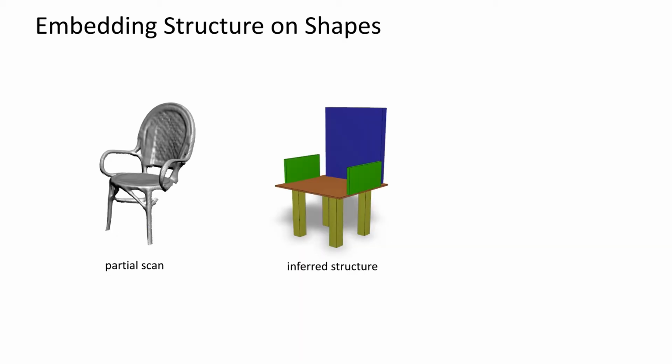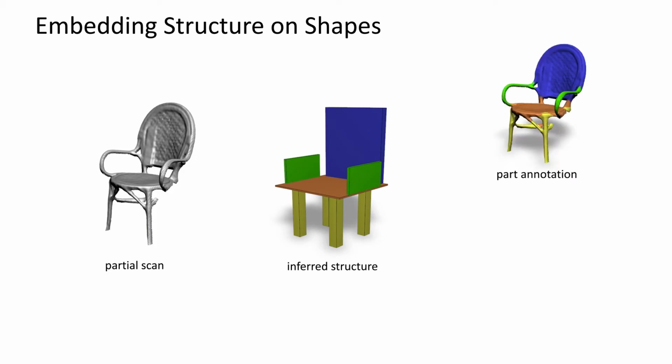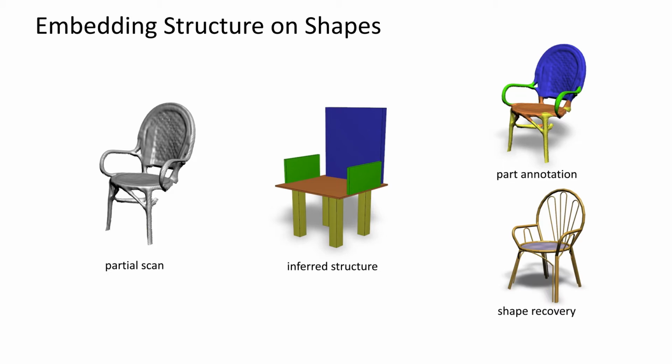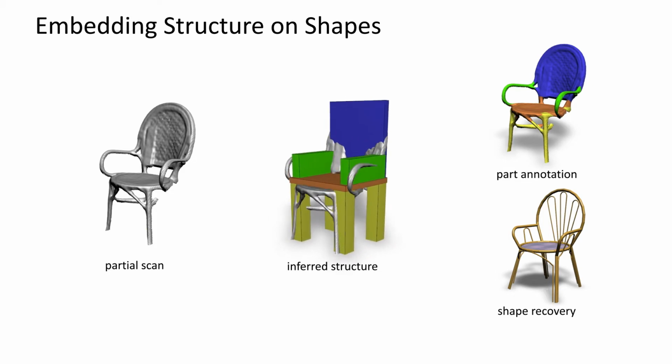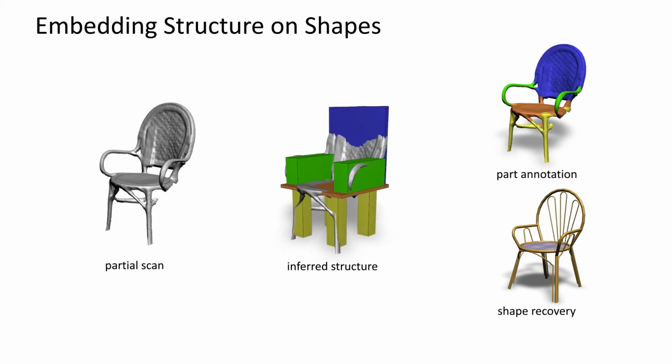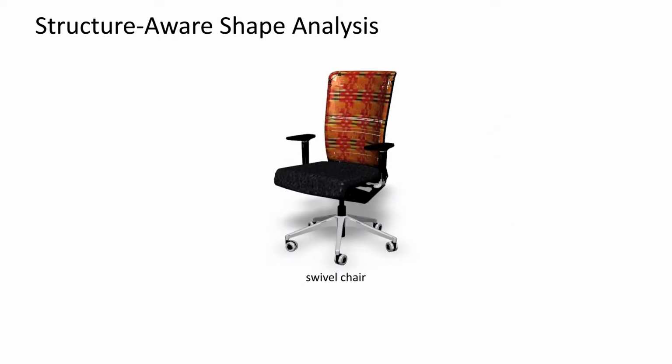We address the problem of embedding structure onto complete and partial shapes. Using structure, we can annotate shapes with their semantic parts. We also recover and fit similar objects from a shape collection to match a partial scan. At the core of our method is a set of simple structure-aware templates. We can fit these templates to individual shapes through optimization.